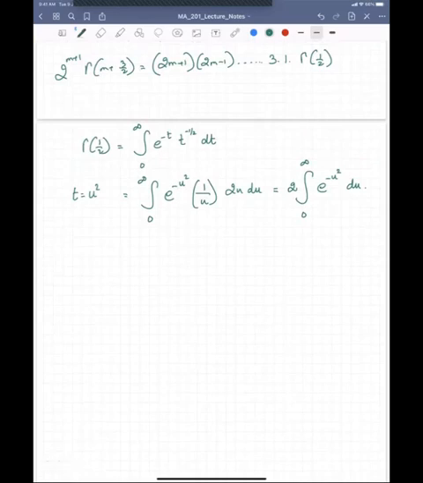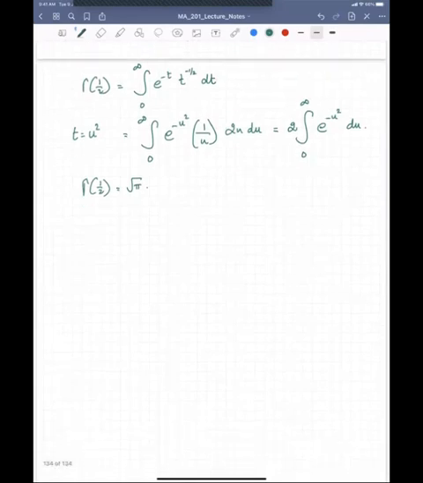Okay. So I will assume that you guys know how to deal with Gaussian integrals. So you can basically square this integral and then go to polar coordinates and evaluate this guy. And you will actually find that gamma of 1/2 is square root of pi. Okay. So put everything together in the denominator.